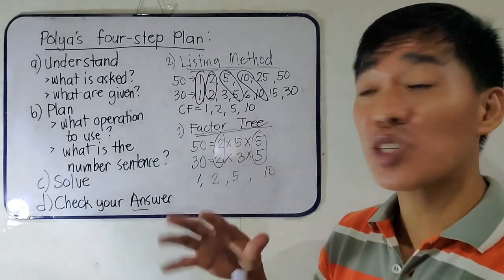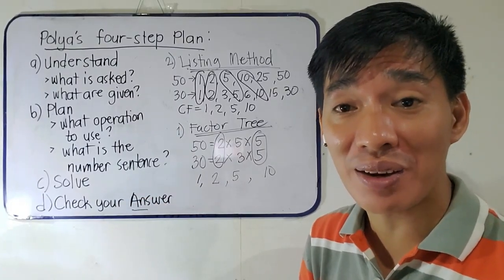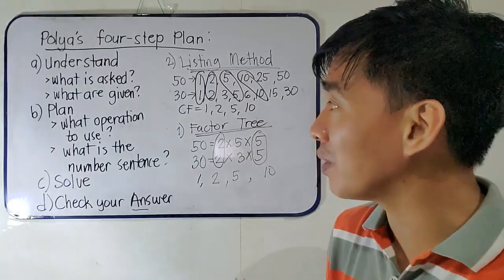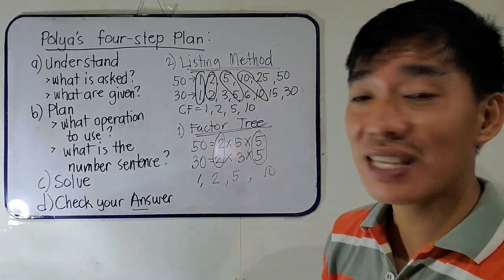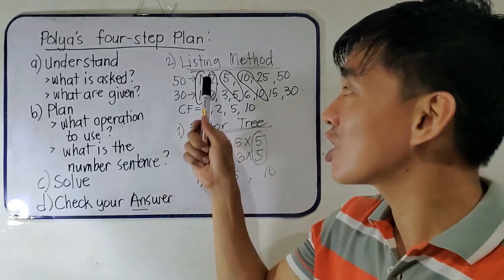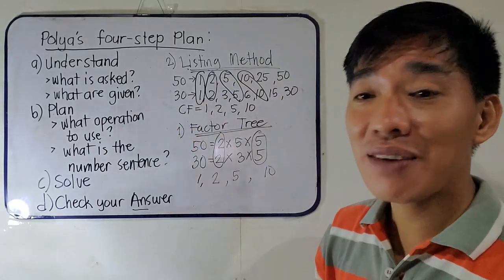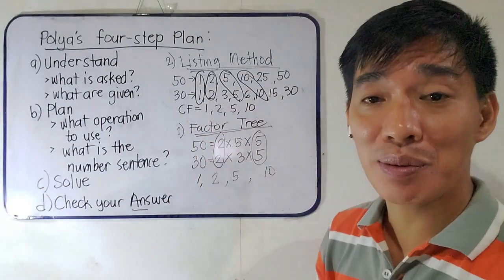So all you have to do is make a table, just like what we did in the divisibility rules a while ago. Then you check if they are divisible or not. For example, 50, is that divisible by 2? Yes. So check for 2. 50, is that divisible by 5? Yes. Is 30 divisible by 5? Yes.